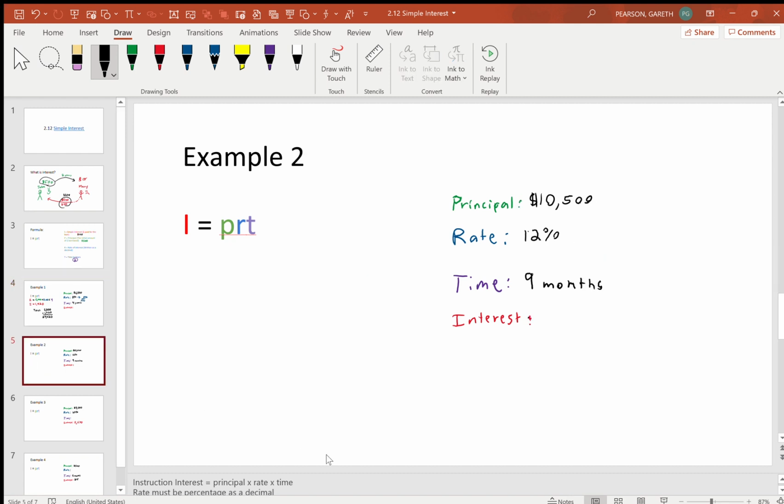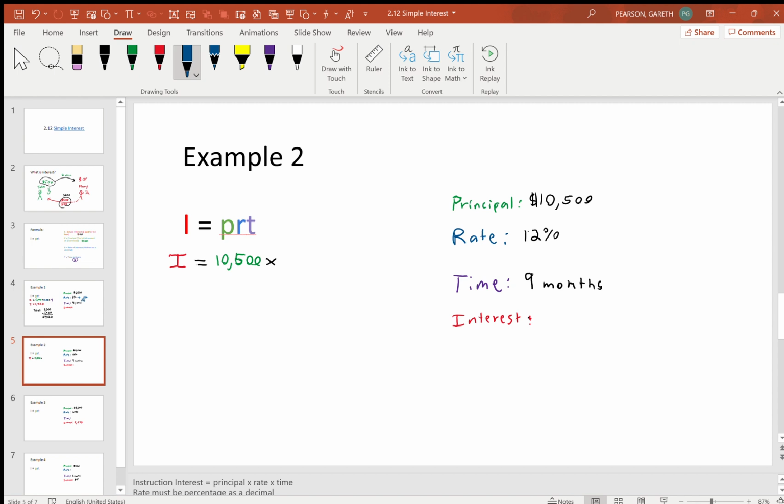So let's say you have example 2. Again, interest equals principal times rate times time. The principal is $10,500, the rate is 12%, and the time is 9 months. Okay, well let's start filling this in. So my interest, I don't know, equals my principal. The principal here is going to be $10,500. So 10,500 times my rate.